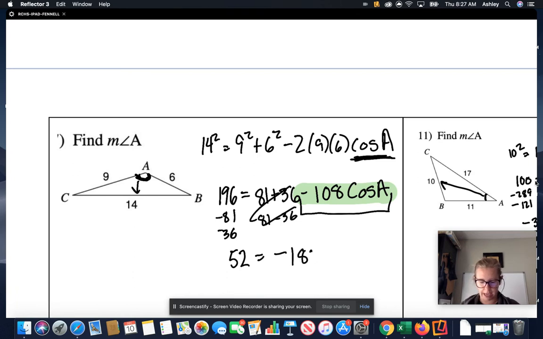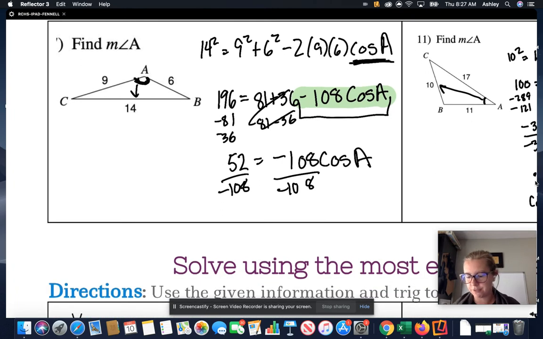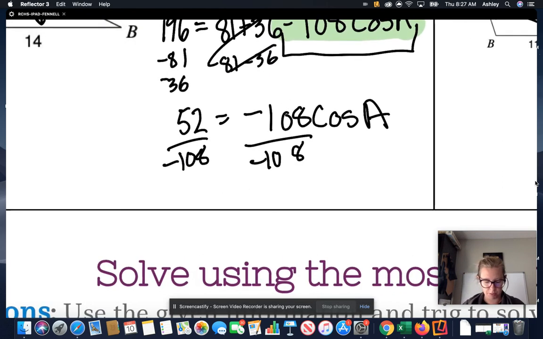Negative 108. Oops, that's 180. Try again. 108 times the cosine of A. All right, well, how do I undo this multiplication? I'm multiplying negative 108 by the cosine of A, so I need to divide by negative 108 on both sides. So now I have 52 divided by negative 108, and that's going to give me negative 0.48, blah, blah, blah, right? So we get negative 0.48 something equals the cosine of A.